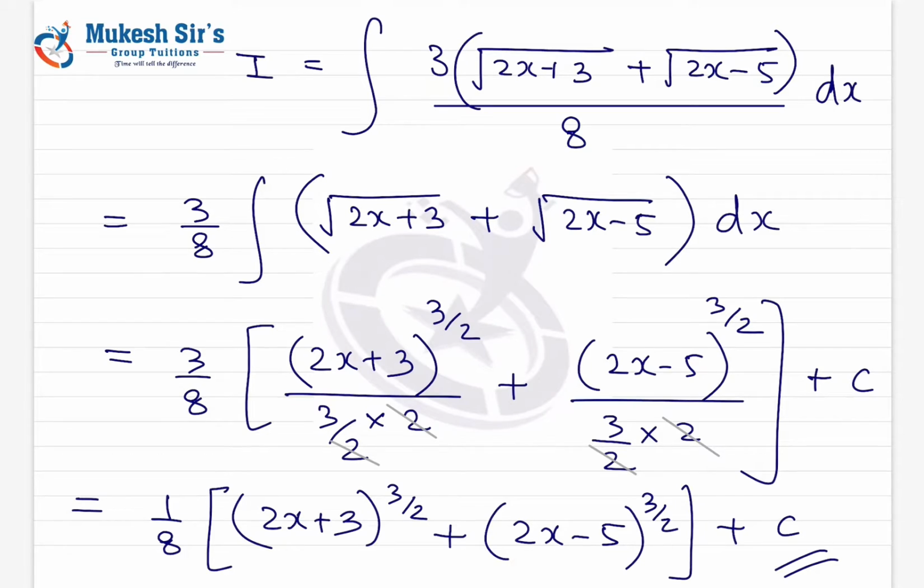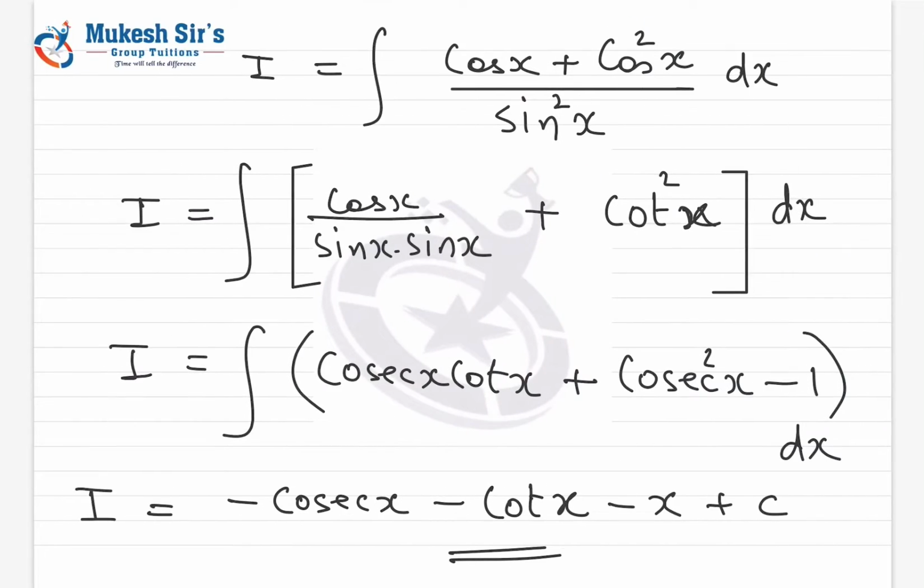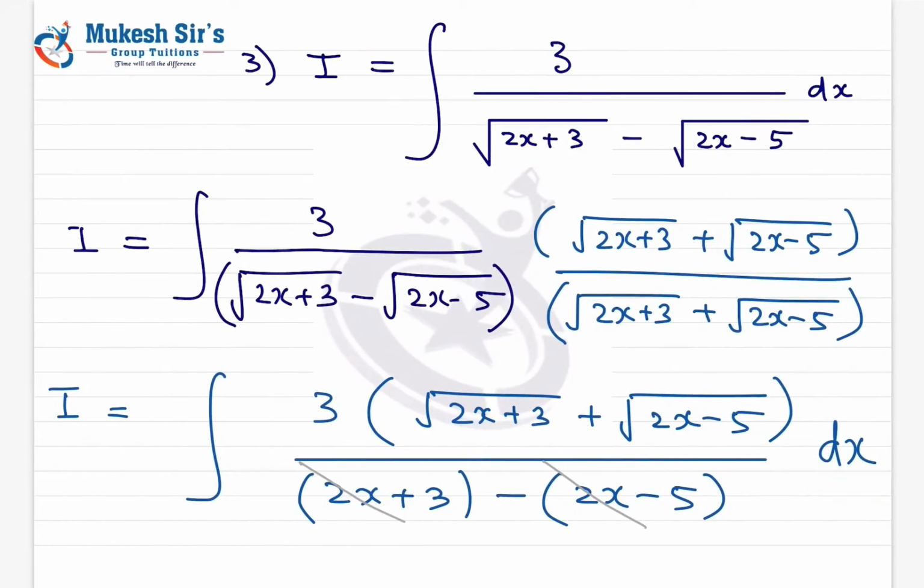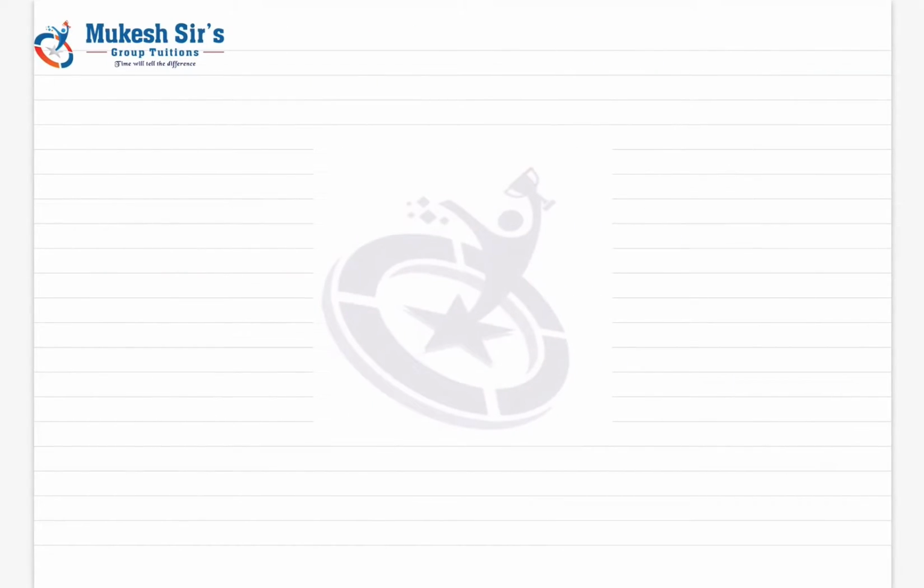Clear? So for these kind of questions, you have to multiply and divide by the conjugate of the denominator. I am giving you some more extra sums to solve. Please solve these questions.